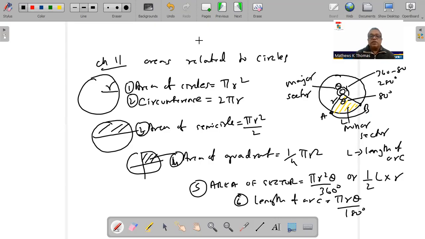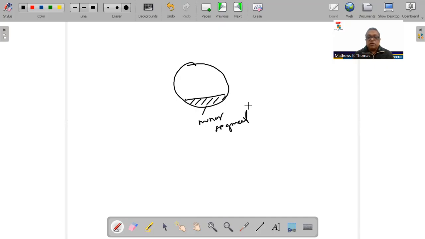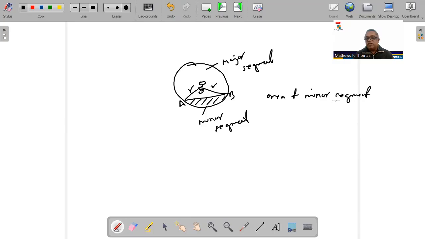Then we have segment. Now this is again something new for many of you. This is called a segment. This part is called a minor segment, and this part is called a major segment. To find the area of the minor segment, we have to take the area of the sector and subtract this triangle. So, area of minor segment, if it is not specified in the question which segment, then it is always minor segment. Remember that. So, area of the segment is this sector, full sector, pi r square theta by 360 minus area of the triangle here.